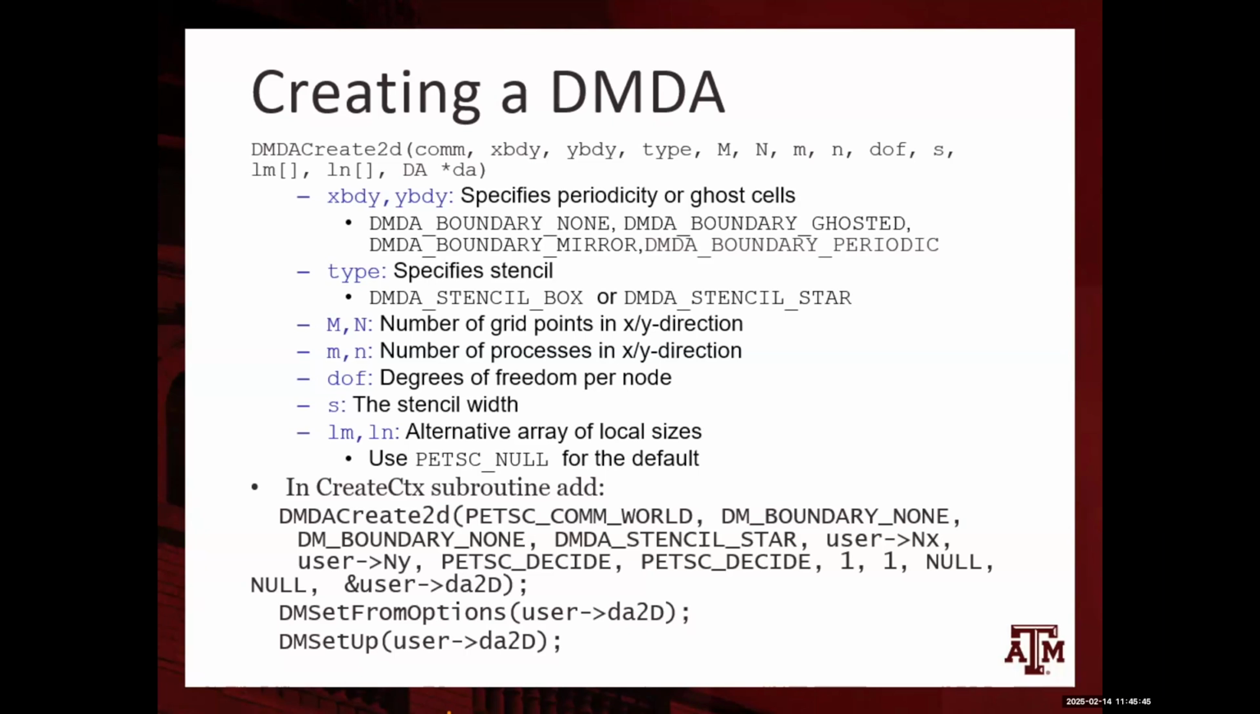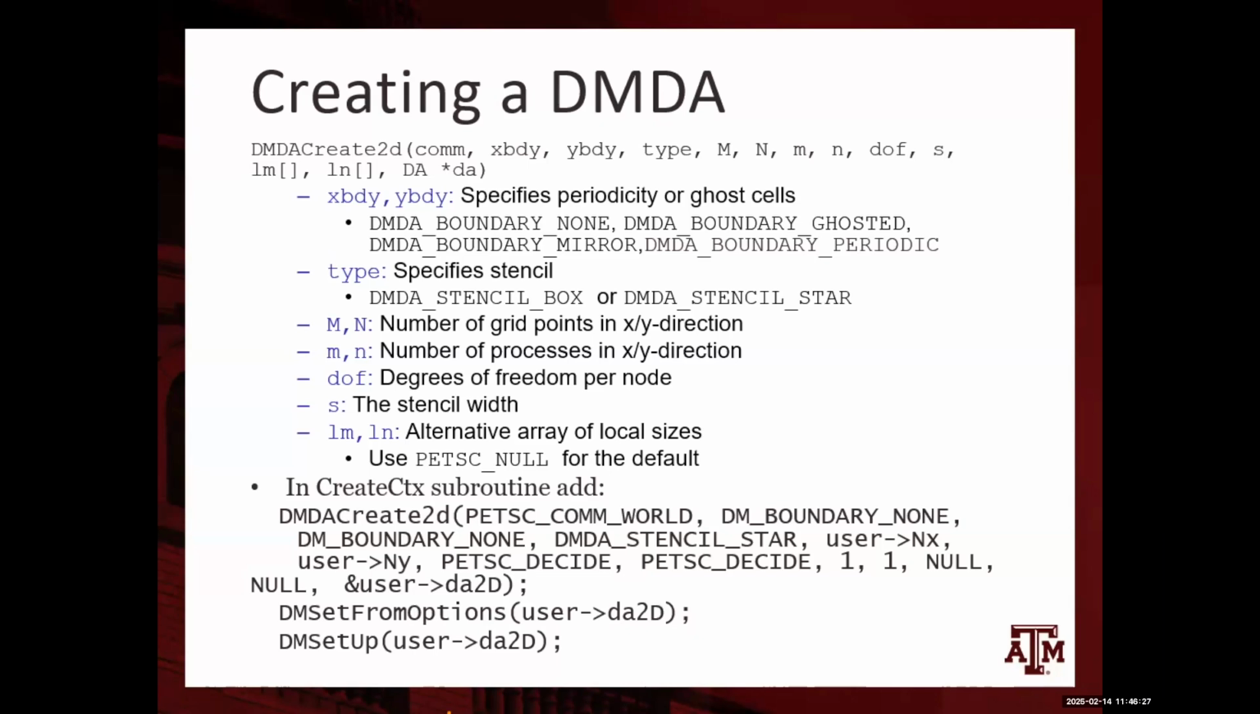And then lm and ln are local sizes of the grid nodes, which again we put PETSc null so it can be decided. We don't set anything. That's typically what you do. If you want a specific size for your local arrays, you can of course set it there, but typically we don't want to do that because we want flexibility to run it for different grid sizes and so on. And we want to set all the options from the command line, so we don't have to go into the code, change it, recompile it, and so on.